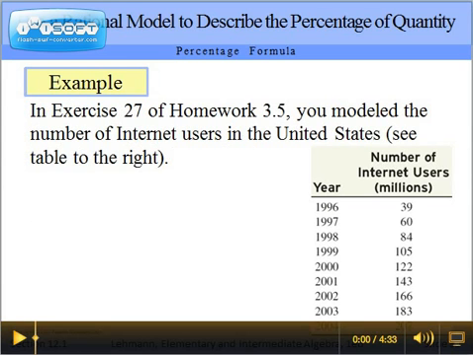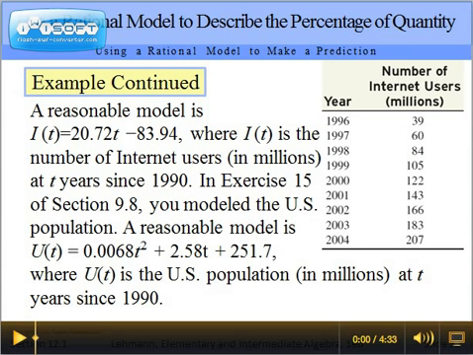In exercise 27 of homework 3.5, you modeled the number of internet users in the United States based on this table. A reasonable model is I of t equals 20.72t minus 83.94, where I of t is the number of internet users in millions at t years since 1990.